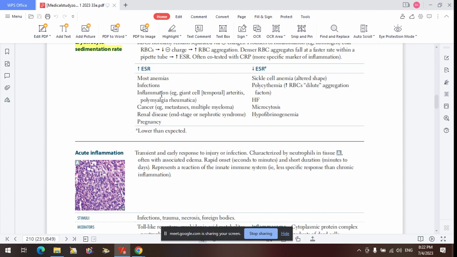We said infections elaborate fibrinogen because they can cause inflammation, and you have increased ESR. Inflammation generally, but we are looking at some specific diseases: polymyalgia rheumatica and giant cell arthritis. We said they even go hand in hand. Polymyalgia rheumatica is associated with giant cell arthritis. So that's another way to remind ourselves of those conditions. And in both of them we have elevated ESR. Cancers trigger inflammation, so they have elevated ESR.